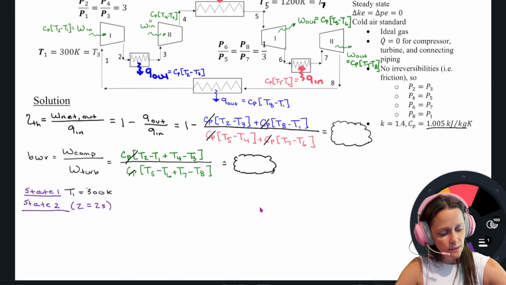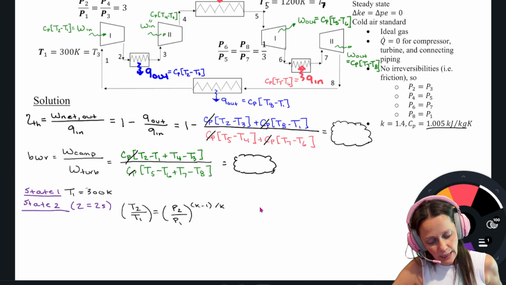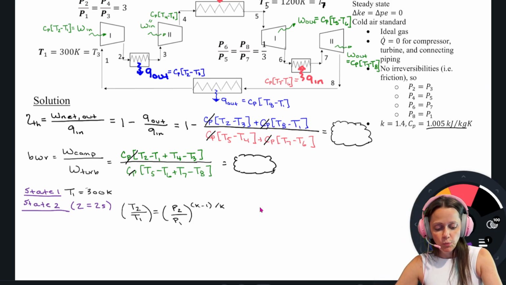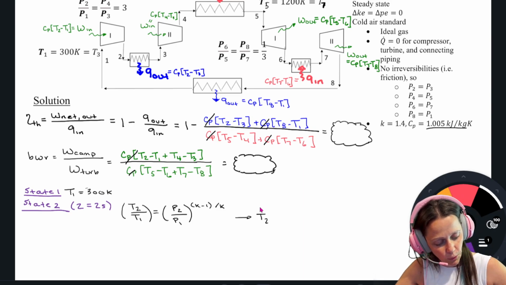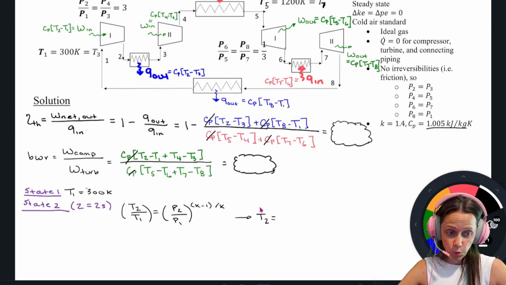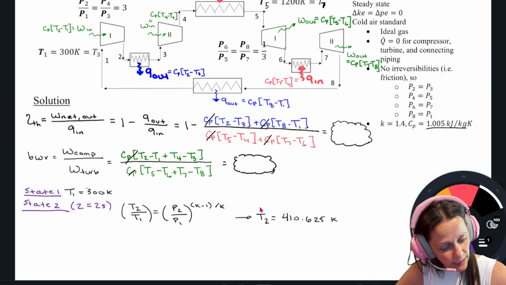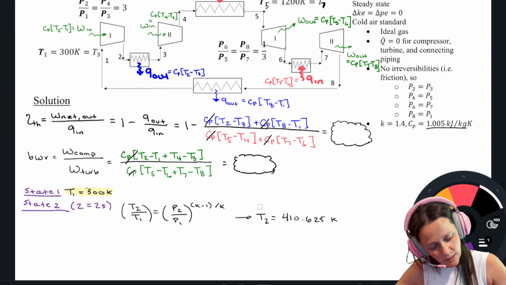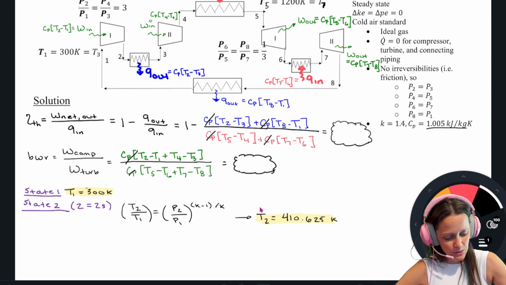When I calculate T2 with that isentropic efficiency equation, that is T2 equals T1 times P2 over P1 to the K minus 1 over K. I know P2 over P1, it's 3. I know T1, and so it's just a matter of solving for T2. So I end up getting 410.625 Kelvin. And I think I'd like to highlight the temperatures that I'm going to plug in. It's really no shock as to what I'm going to be using here.